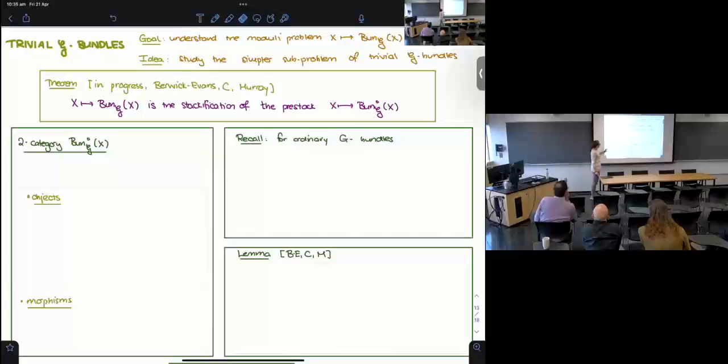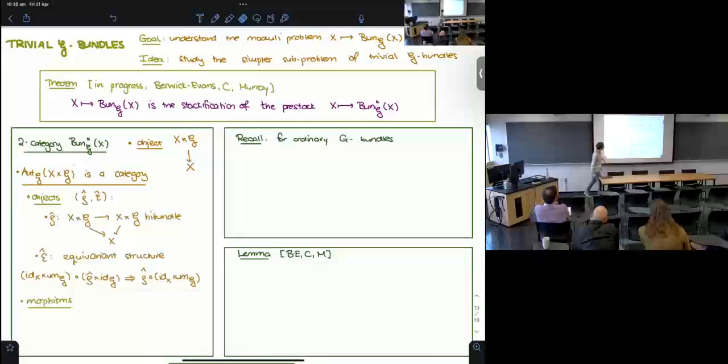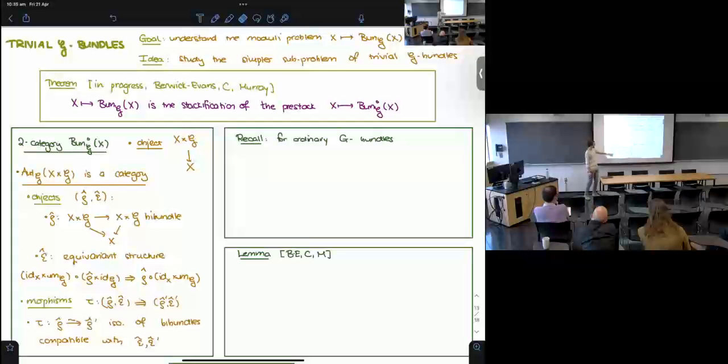So what is the two category of trivial G bundles over X? It's got one object, the trivial G bundle, and then its automorphisms are a category. An automorphism is given by a pair rho, epsilon of a bibundle and an equivariant structure. And then morphisms are natural transformations between the rhos that are compatible with the epsilons.